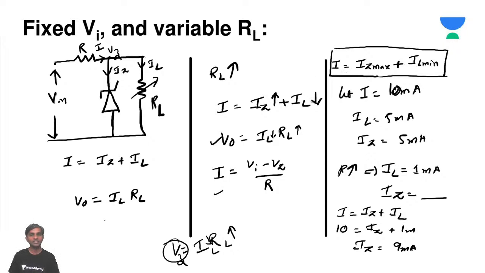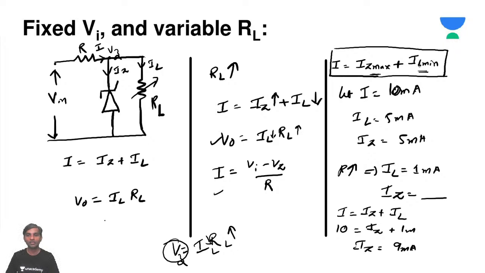As you increase the value, the load resistance RL increases. At some point RL becomes maximum. When RL is maximum, obviously IL should be minimum. So when IL is minimum, the current flowing through the Zener diode, IZ, will be maximum. If you consider the opposite direction, it is the same.